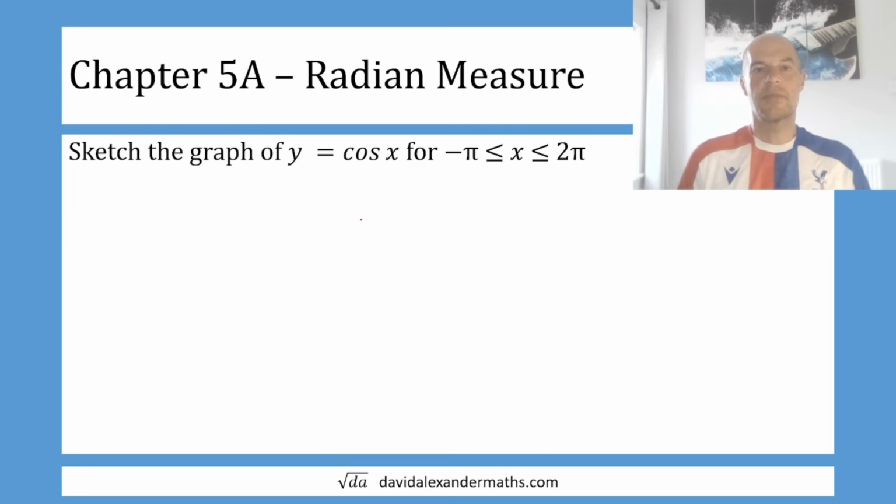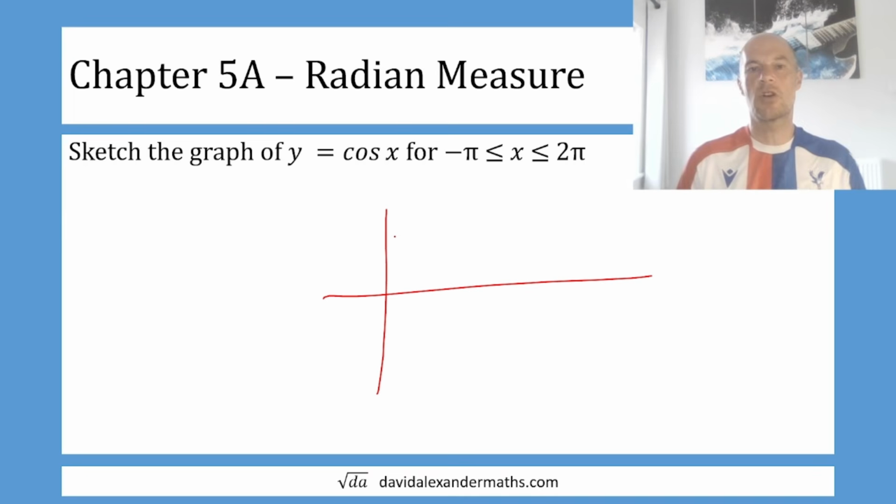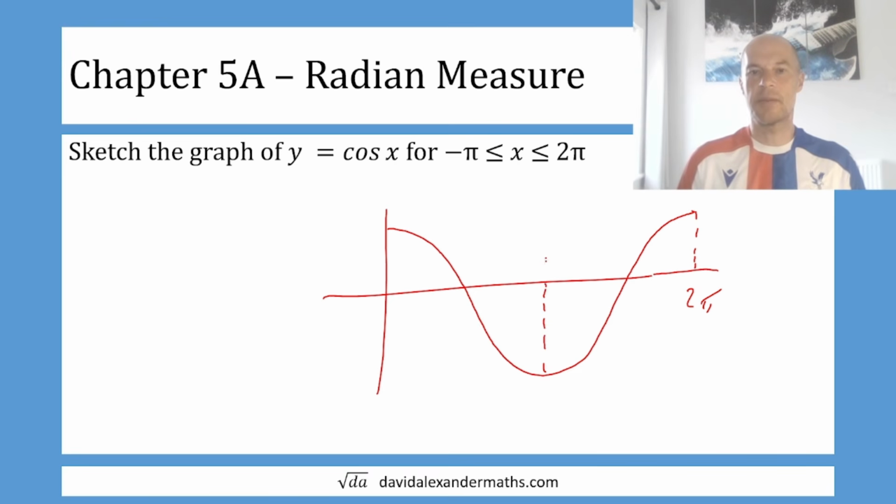Okay, so sketch of cos of x. Again, knowing that one full cos wave is 0 to 360, so that's going to be 0 to 2 pi. So, okay, it's not the best sketch here. So this is 2 pi, therefore this is going to be pi. This is pi over 2, and this is 3 pi over 2. So that is the sketch of cos x from 0 to 2 pi, but we want negative pi as well.